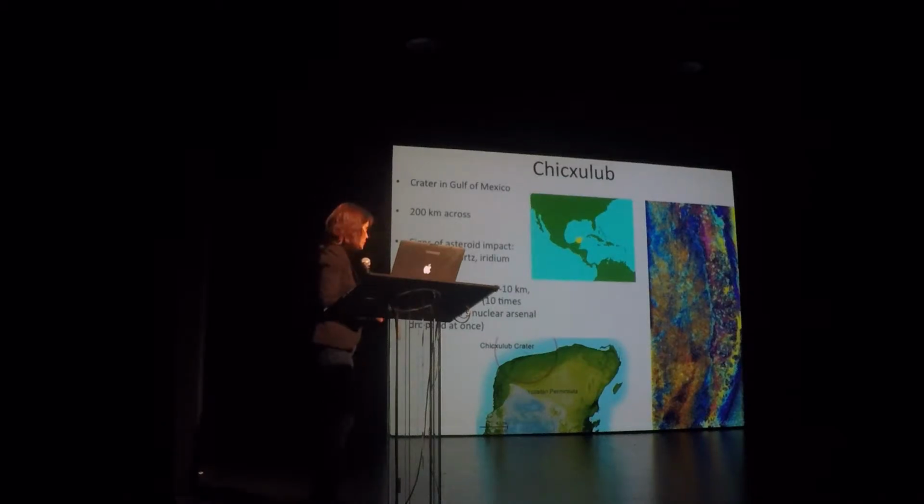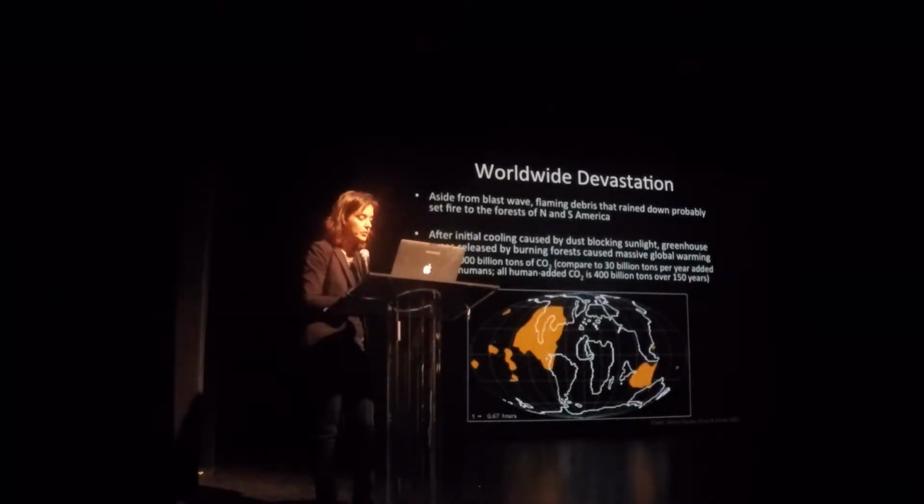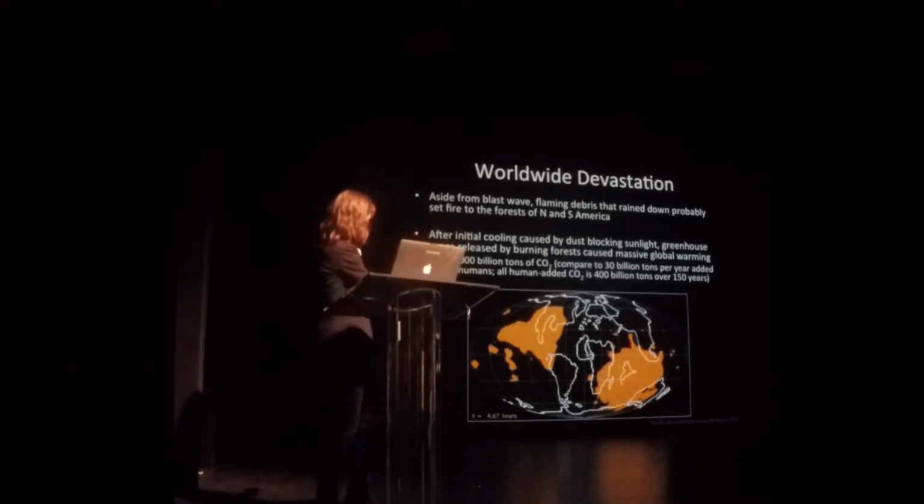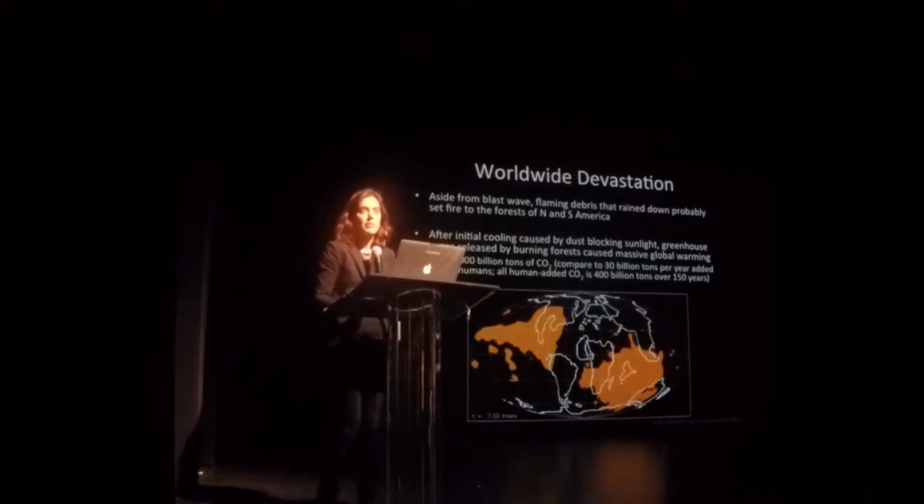The impactor was thought to have been 5 to 10 kilometers across, very large, and basically it would have been like the entire world's nuclear arsenal and then some going off all at once. It was really, really bad. What happened at the time is there was an enormous blast wave, flaming debris probably rained down on the Earth in a pattern similar to this, and it created forest fires on a massive scale.